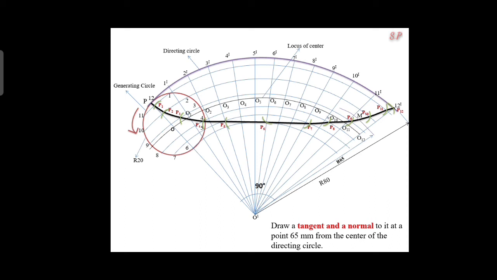You draw the arc on our locus of the center. That intersecting point is C. Now you join O dash and C, and extend the line up to the directing circle. The directing circle meeting point is N. And finally you join N and M, and you get the normal line. Through the point M you draw a perpendicular line, that is the tangent line TT dash.